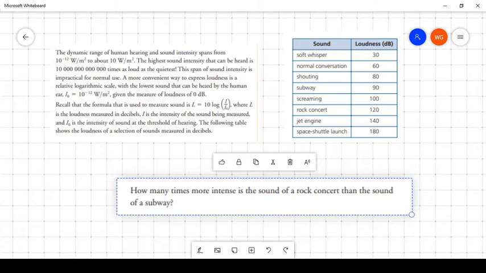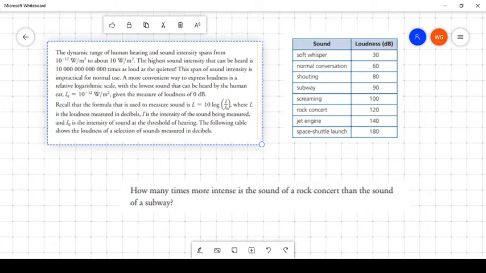A way that we can handle this is to take that exponential relationship that exists in terms of the ratio of intensities and pare it down to a logarithmic scale. A more convenient way to express loudness is a relative logarithmic scale, with the lowest sound that can be heard by the human ear as intensity 0, which represents 10 to the negative 12 watts per meter squared. We give that a measure of 0 decibels, and then we can work from there.